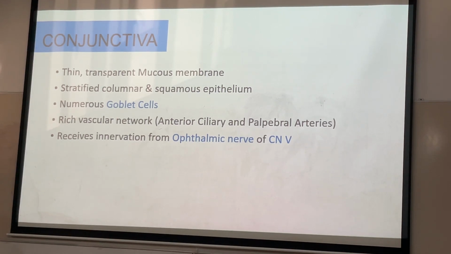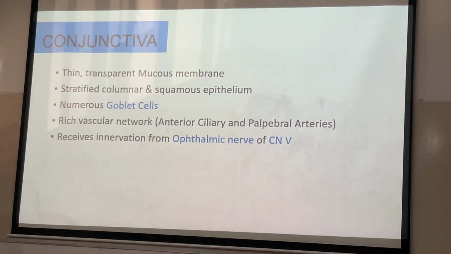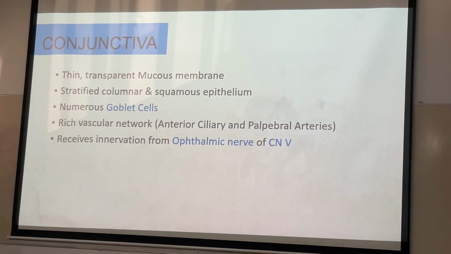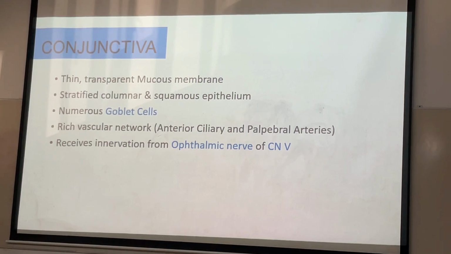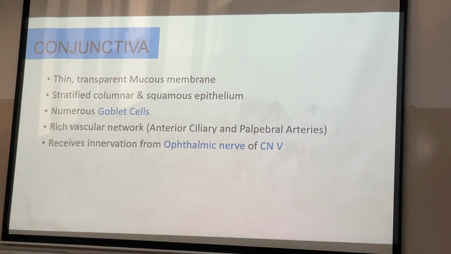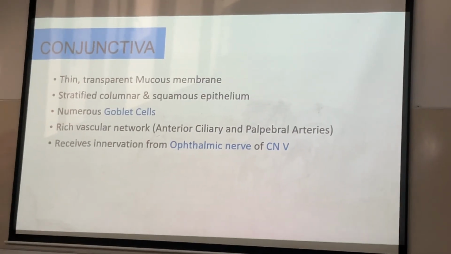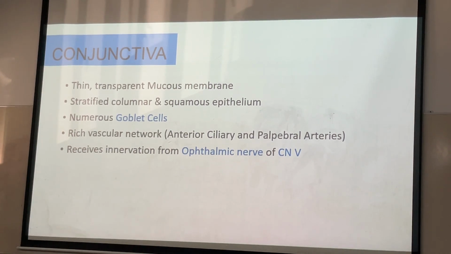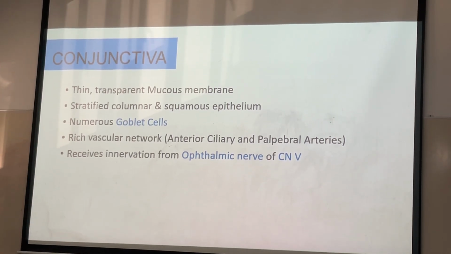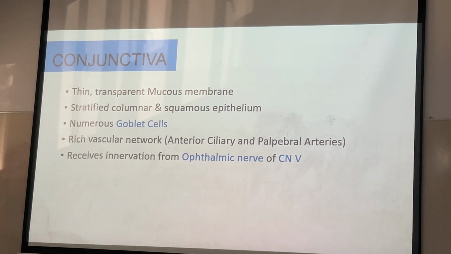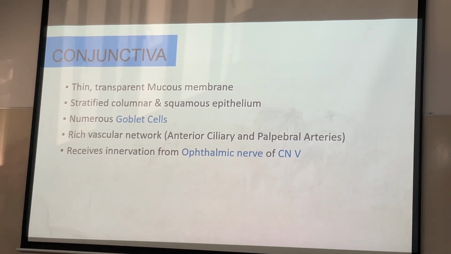So before the eyeball, no? So there's an outer coating. So this is called your conjunctiva. Okay. So your conjunctiva is a thin, transparent mucous membrane composed of stratified columnar and squamous epithelium, and this contains numerous goblet cells. And they also have a rich vascular network. So if you look at the conjunctiva, there's so many blood vessels. So the conjunctiva is also very sensitive. No, it has feelings, so it receives innervation from the ophthalmic nerve of your trigeminal nerve.